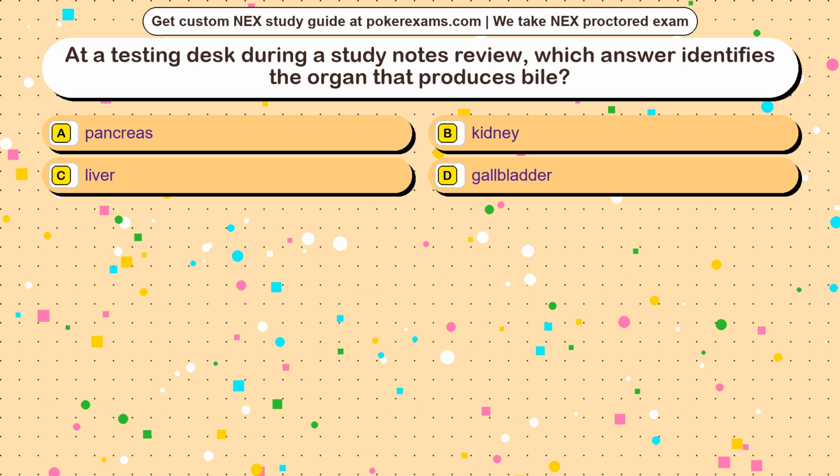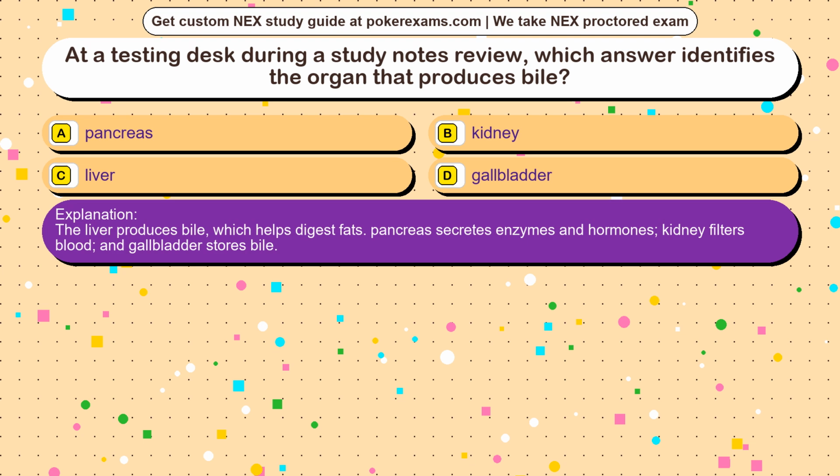The correct answer is option. The liver produces bile, which helps digest fats. Pancreas secretes enzymes and hormones, kidney filters blood, and gallbladder stores bile.